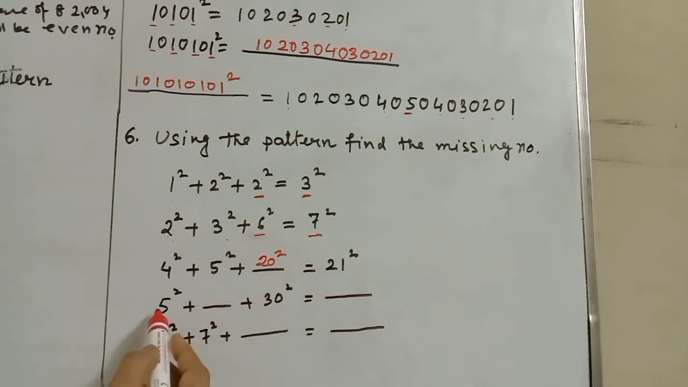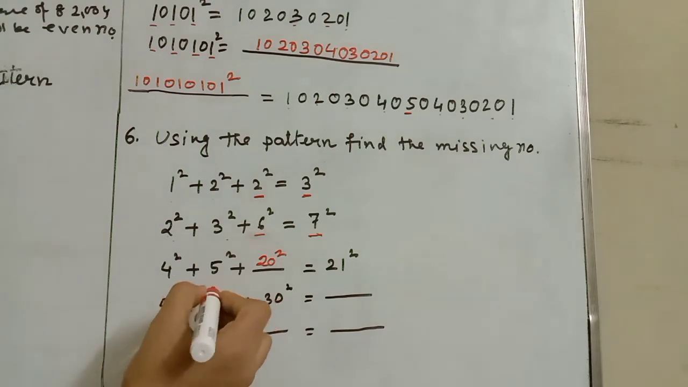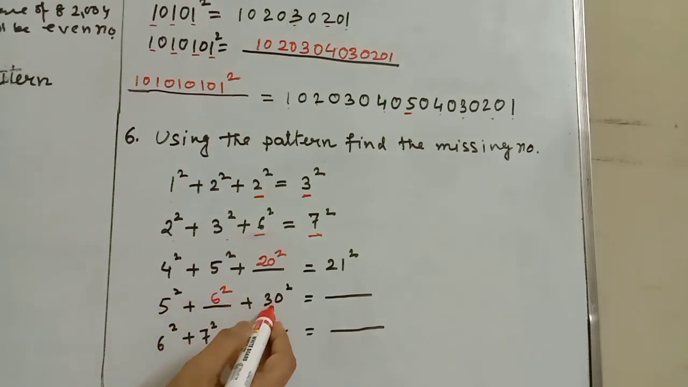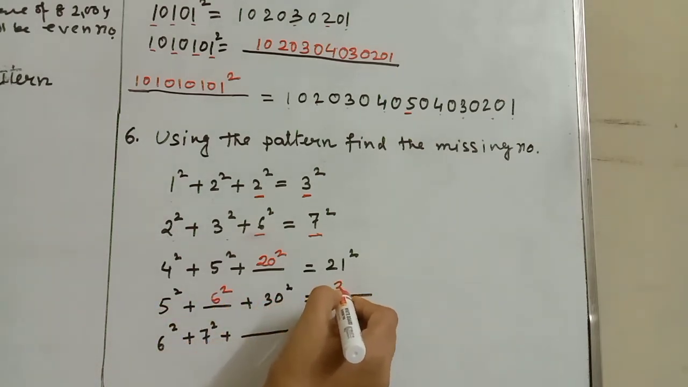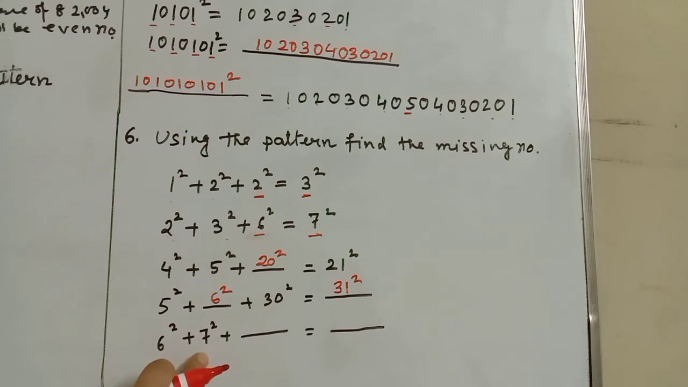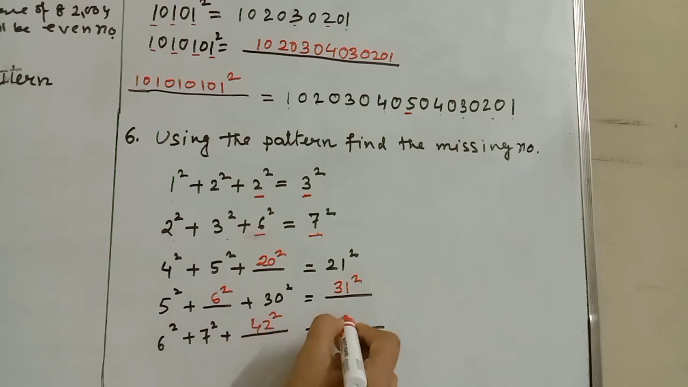Come to the next question. 5 square plus dash square plus 30 square is equal to 31 square. That means 6 square will come if I write, because 5 6s are 30. Then 30 square, and just after 30 which number will come? 31 square. Here 6 7s are 42. 42 square, and then the result is 43 square.